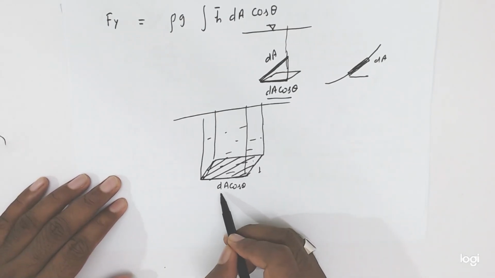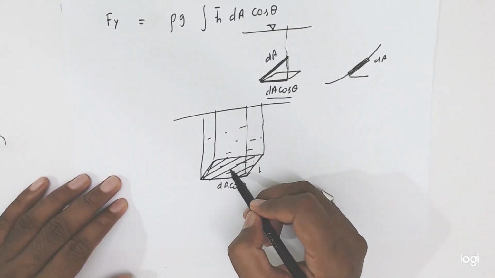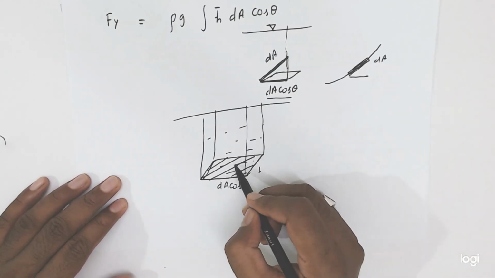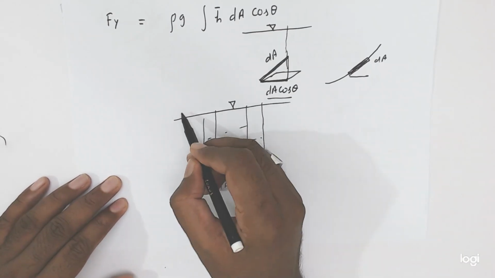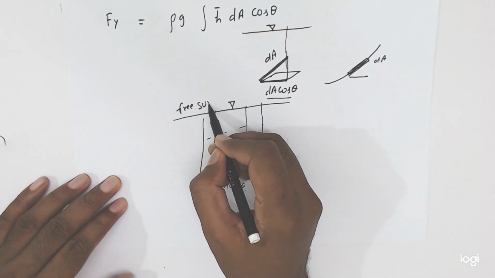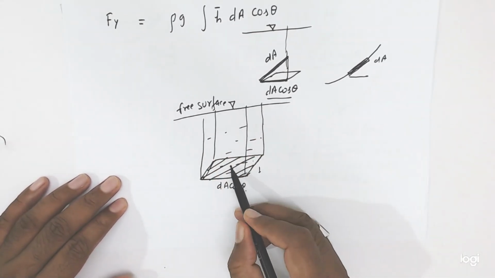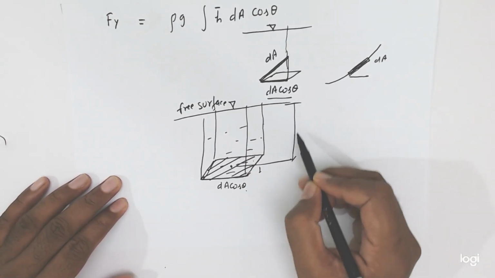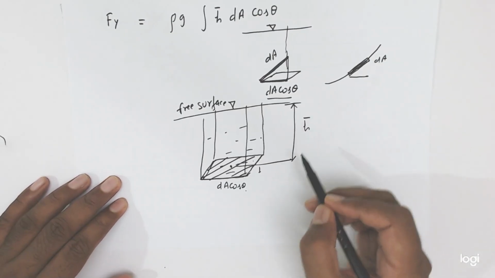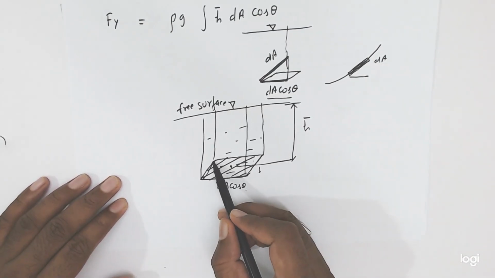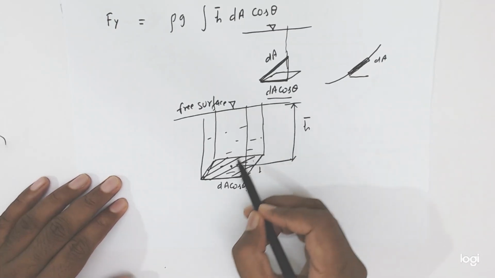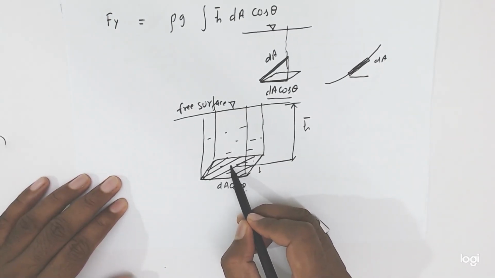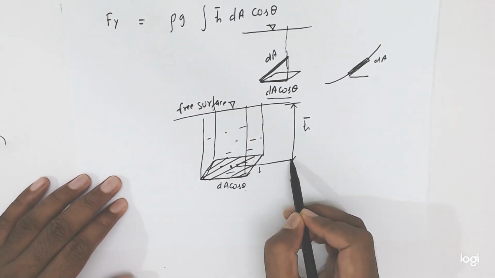So this is the total area, equal to dA cos theta, and h bar is equal to what? H bar is the center of the area to the free surface. This is the free surface. So friends, यहाँ पर देखिए क्या हो रहा है, यह area into h, because this is the center of the area which is on the horizontal surface. So from here, this is the h bar.